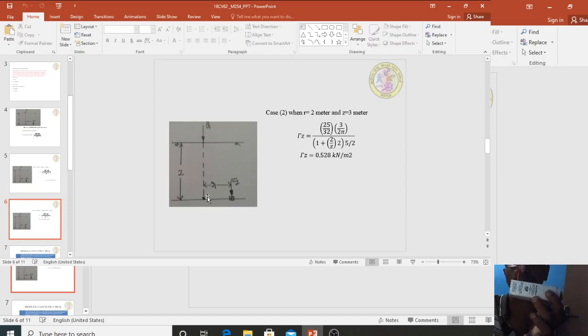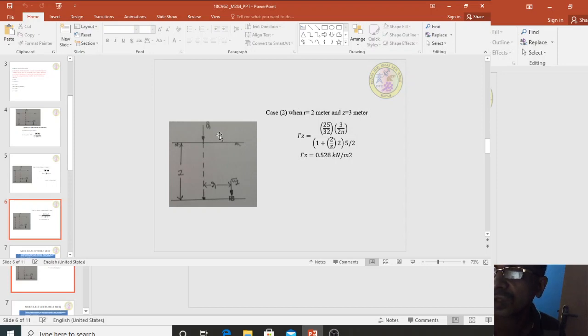It may be here, it may be here, maybe here. So at a radial distance of 2 meter, what is the stress we have to calculate? So around this Q at a radial distance of 2 meter, what is the stress at this depth? So radial distance means this one.